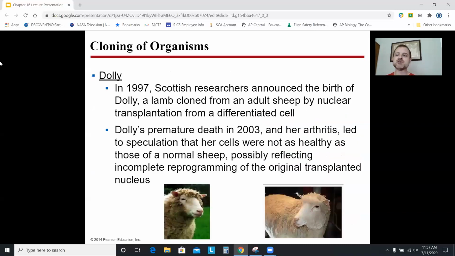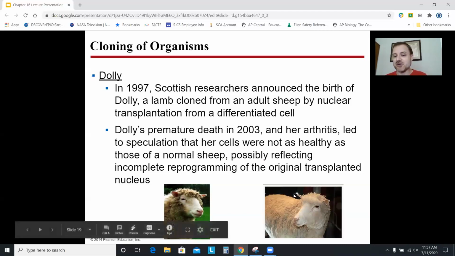Okay, so just a quick history lesson. In 1997, the first mammal, I believe, was cloned in Scotland, and it was a female sheep named Dolly. You might have heard of Dolly the sheep before. This is Dolly. This is Dolly taxidermy. You can go visit her in a museum if you want.